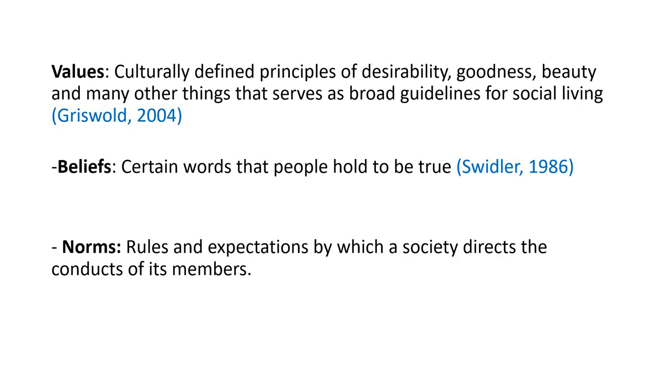Next, there are values: culturally defined principles of desirability, goodness, beauty, and many other things that serve as broad guidance for social living. What sort of principles? Desirable principles. That could be goodness, beauty, sincerity, dedication, chastity, modesty. These are the values, and overall, no matter which culture they belong to, all community members throughout the world like these good values.